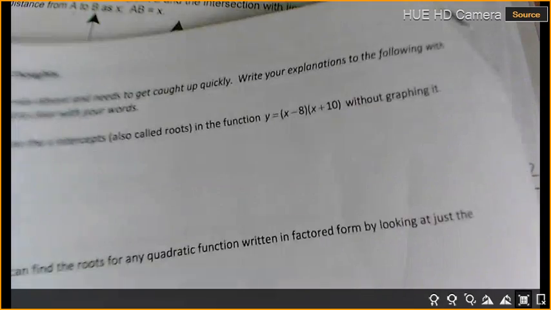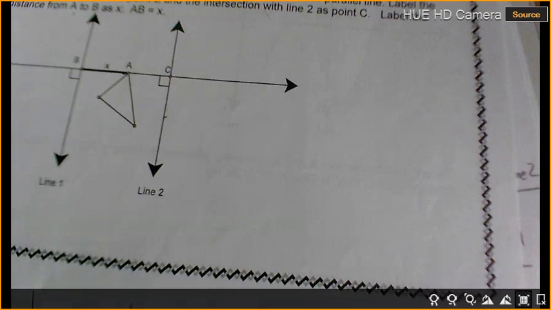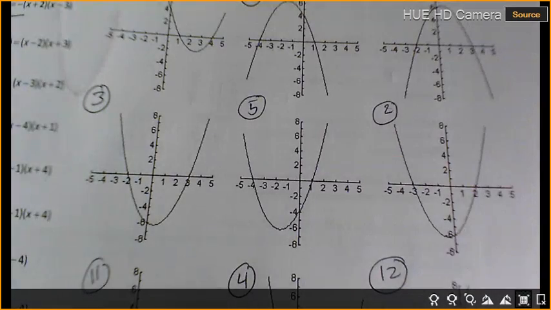Okay? So your homework for tonight is this page front and back. And we will go over the answers tomorrow. And then we're just going to do more of this tomorrow. Okay? Questions, comments, concerns?